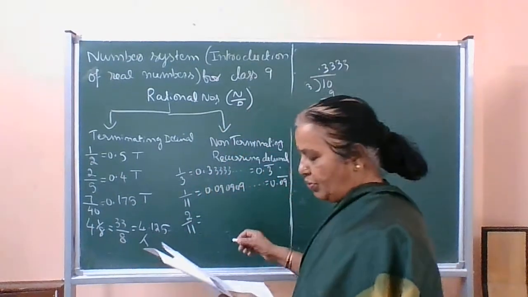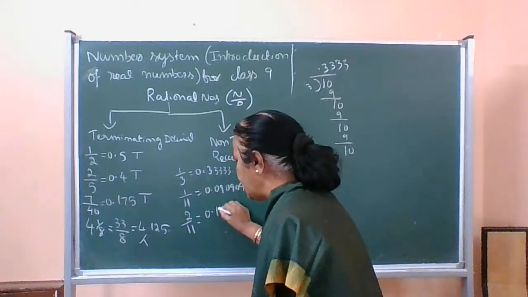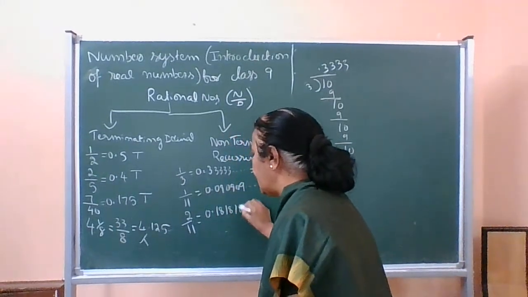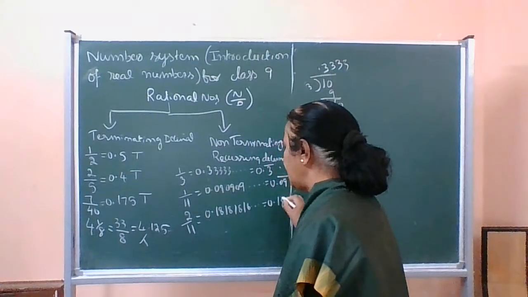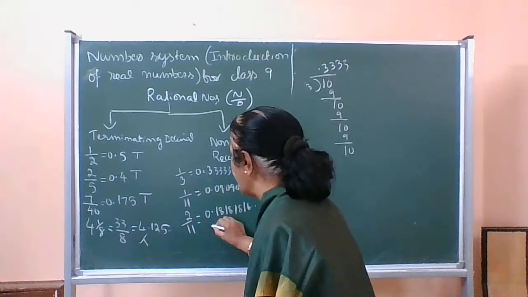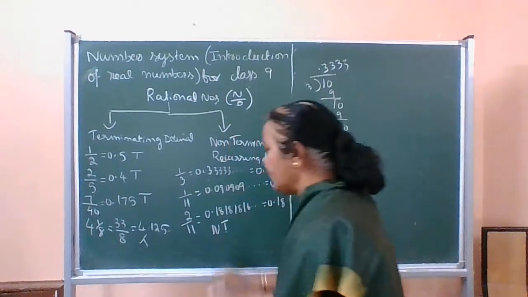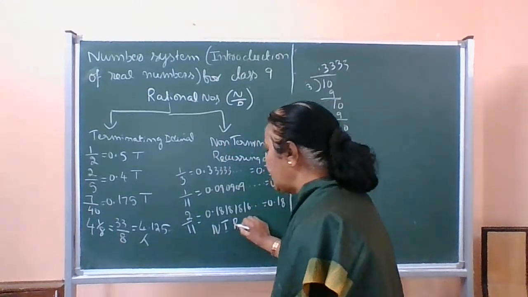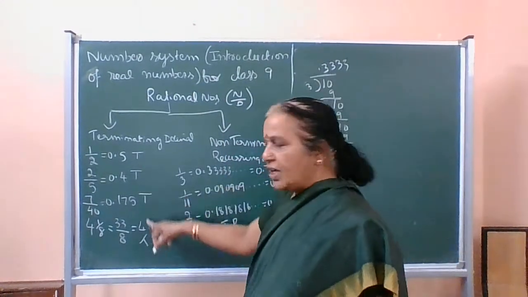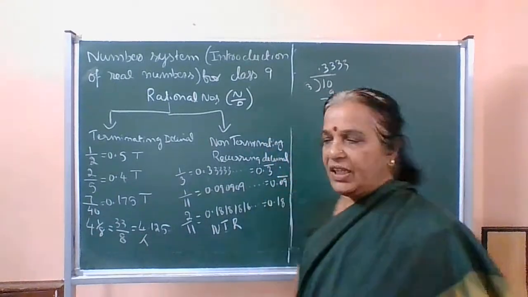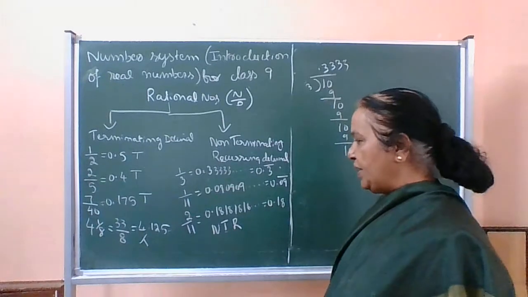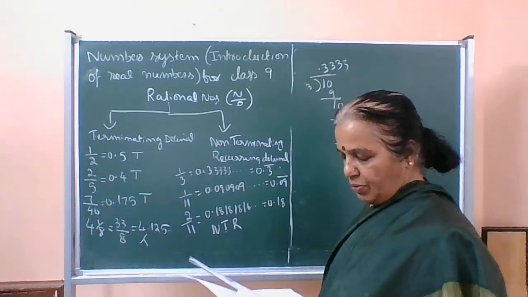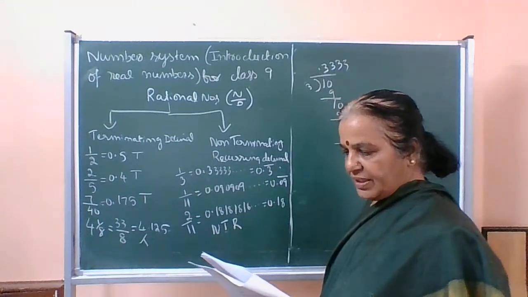If you divide 2 by 11, you will get 0.18181818 like this. Therefore, this is also a non-terminating and repeating decimal. All the others are terminating decimals. Therefore, I have written T for those, and here I have written non-terminating repeating decimal. One more non-terminating repeating decimal.